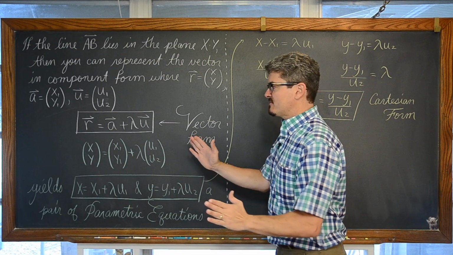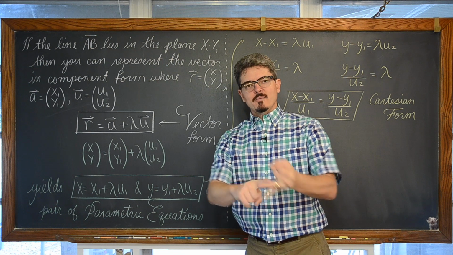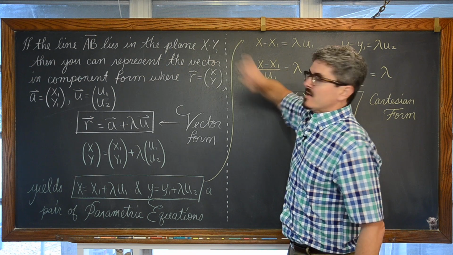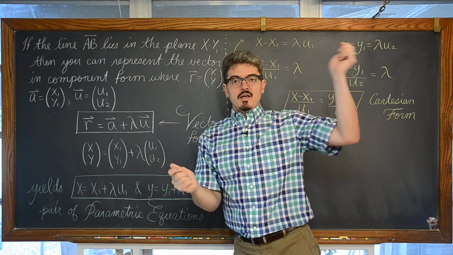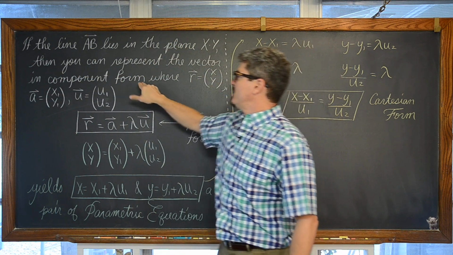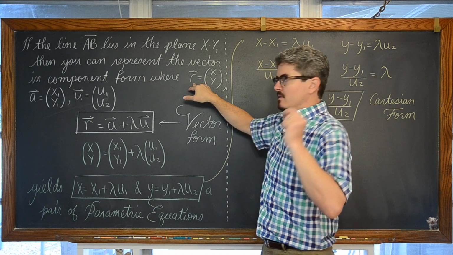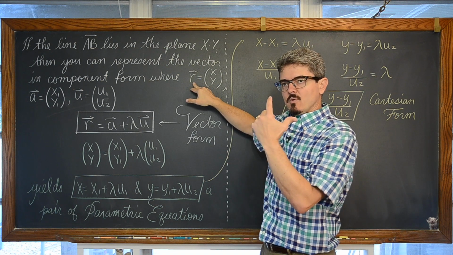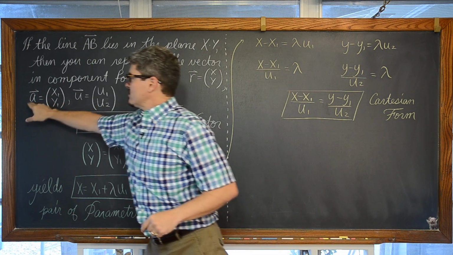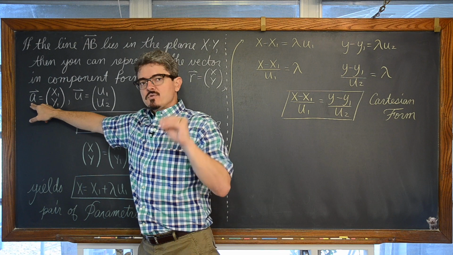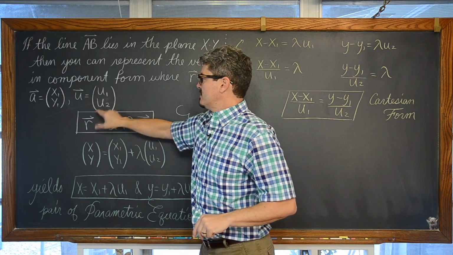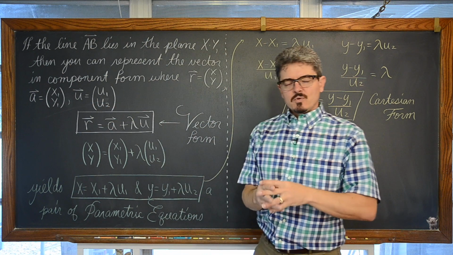So here we go. This page of notes is going to allow us to move through vector, parametric, and Cartesian form of a line. If line AB lies in the plane xy, basically like you're drawing your line on your paper, and your paper is the plane xy, then you can represent the vector in component form, where our vector r is the position vector for any point along our line. So we have a generic x and y. Vector A, again, is our position vector for that first initial point that we use to define the equation of this line. And vector u is the component form of that vector which is acting as our slope.